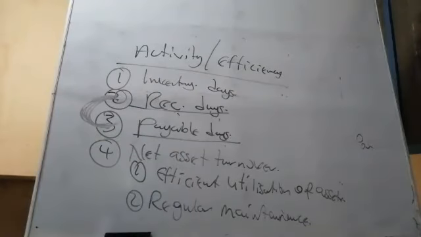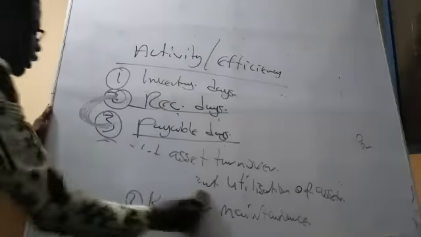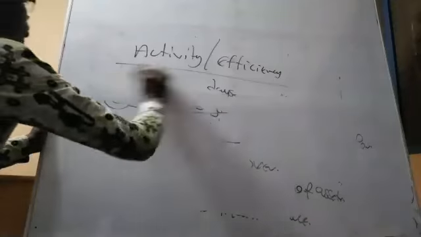We are done with the activity or efficiency. Now let's quickly go to gearing, or long-term solvency. Now the first one on the list is the debt to equity or the debt to capital employed. All of them are one. They talk about the same thing.